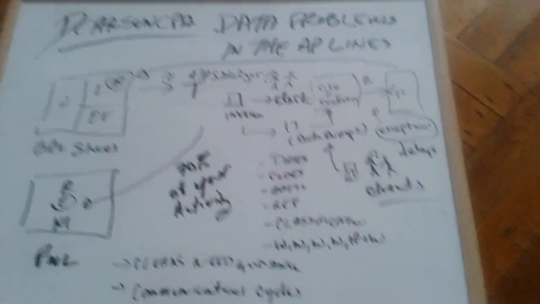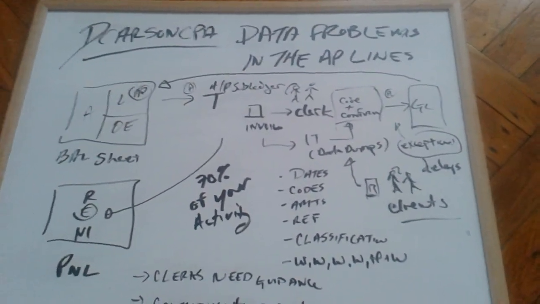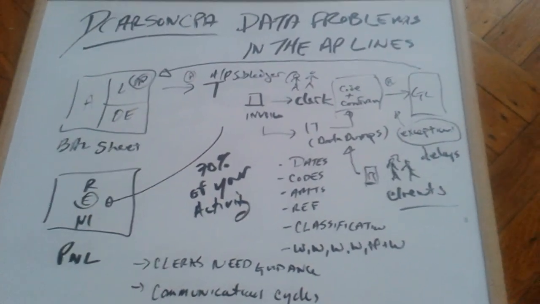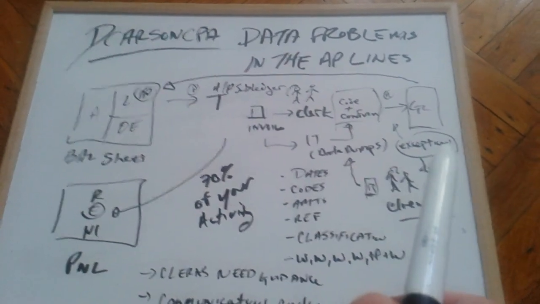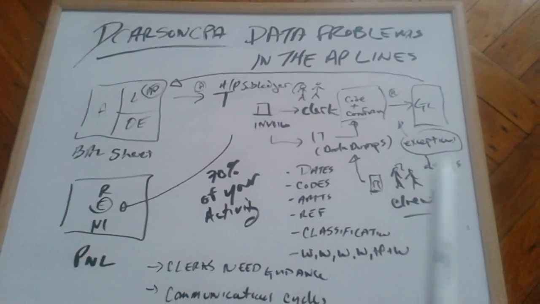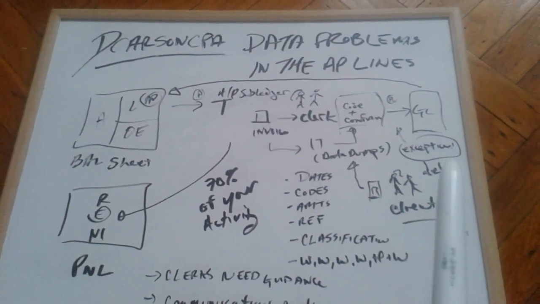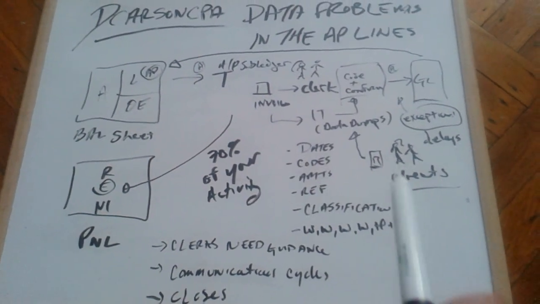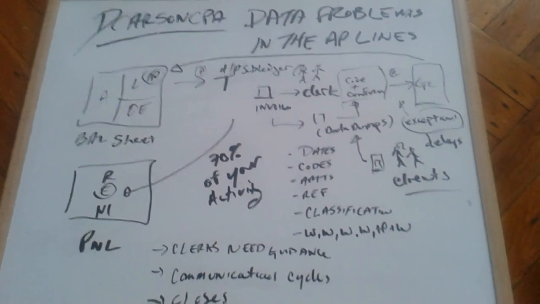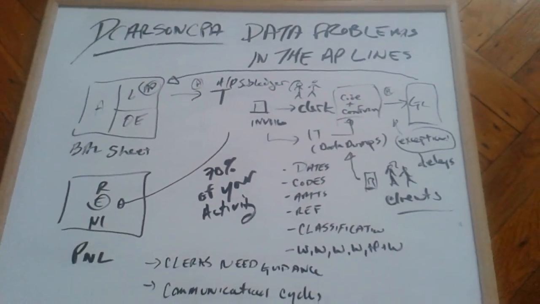The problems will be when this information is insufficient to support a full entry cycle. That means that when you're trying to code and confirm, you've generated an exception batch, and exception batches are delays in your processing cycle, typically communication and information delays between the parties. What the clerks need is some guidance.